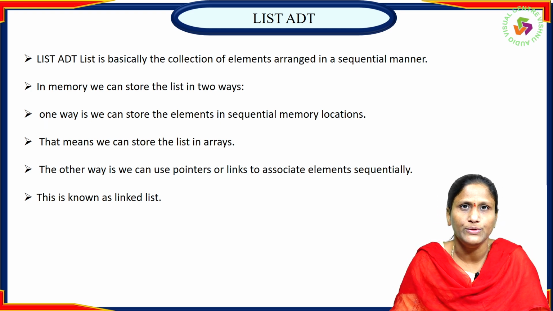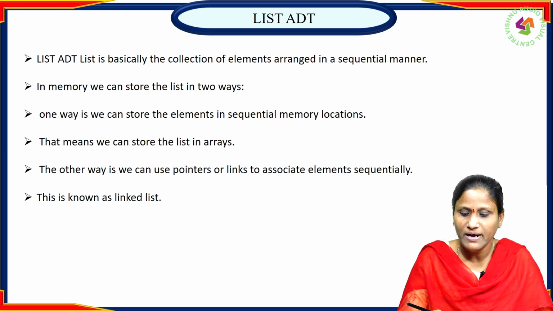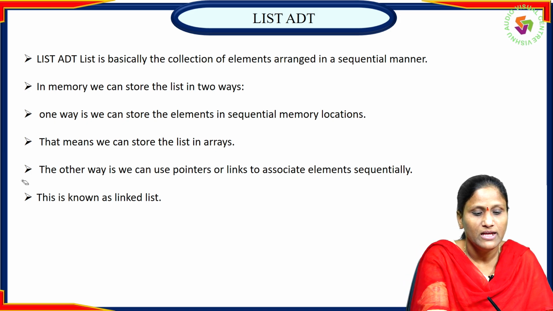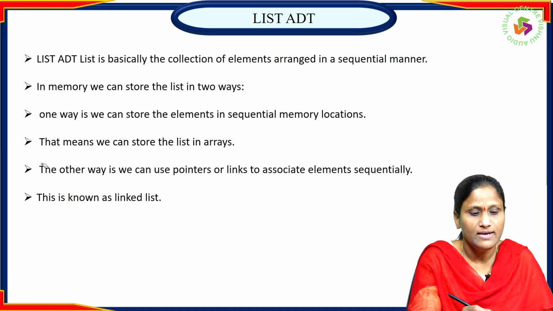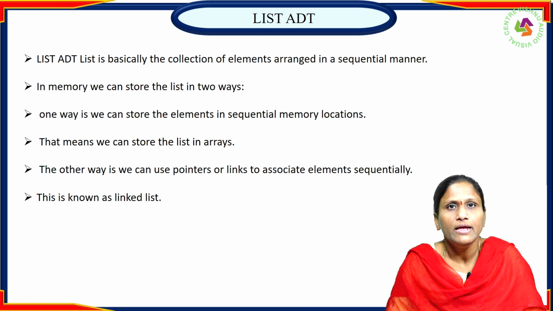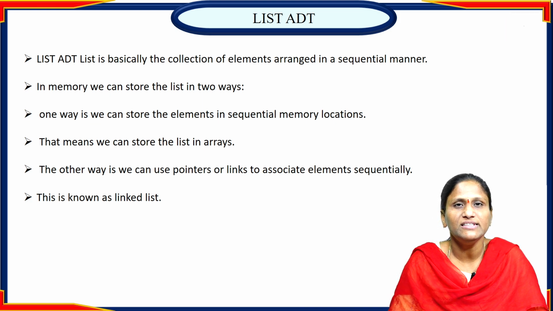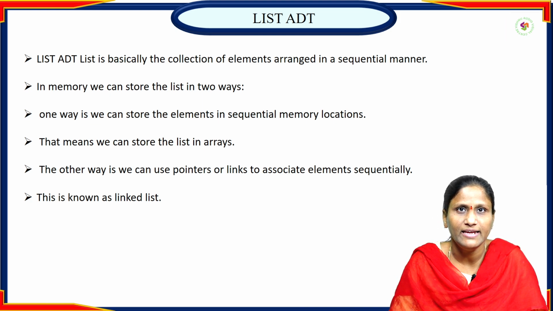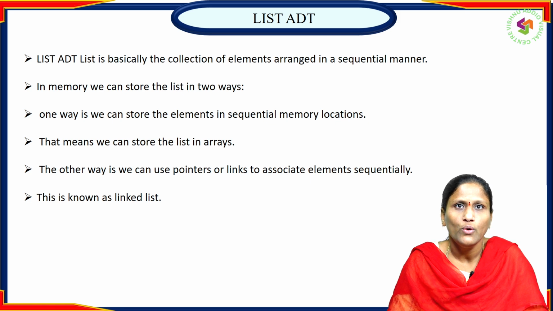So already I said, array means collection of homogeneous data items. But what is the difference between the array and the list? Array is static. That means the memory is static in the case of array, whereas in the case of list, the memory is dynamically allocated.